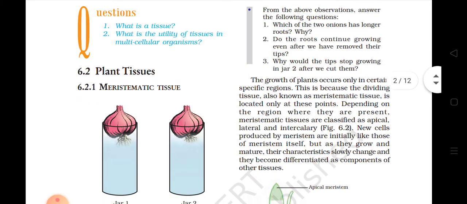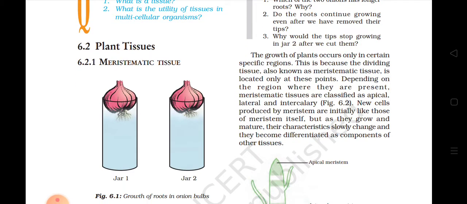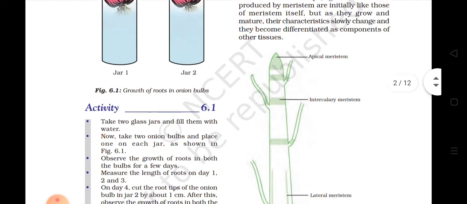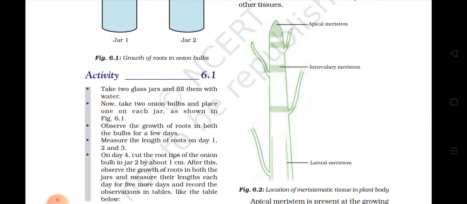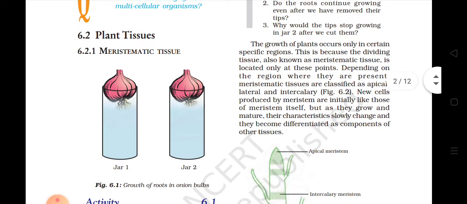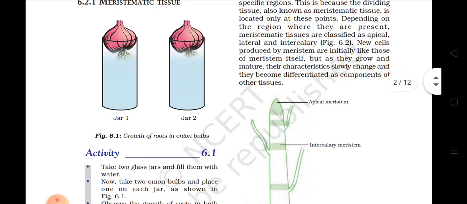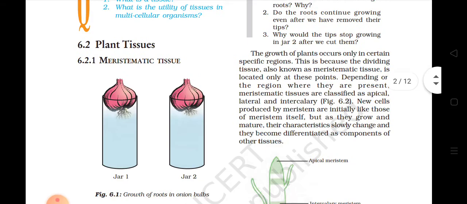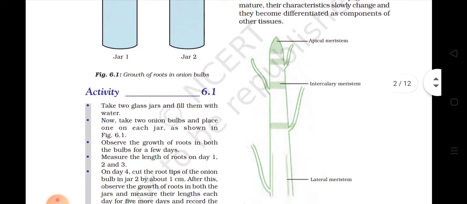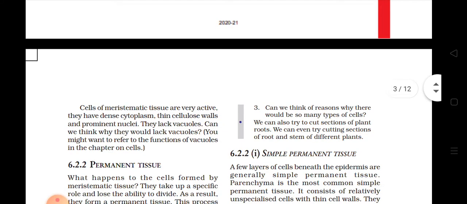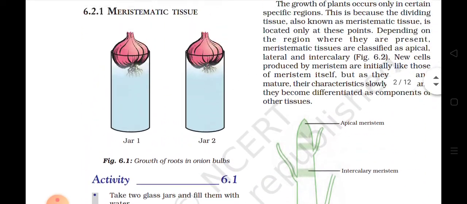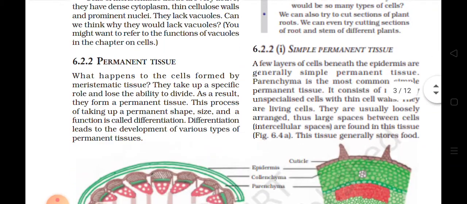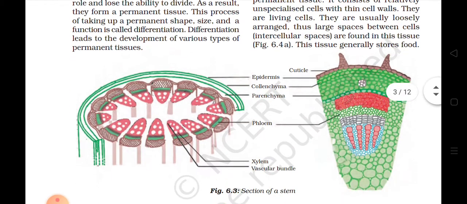Now today we are going to start with our new topic which is called as plant tissue. Now as you can see in the diagram here, a plant tissue is mainly divided into three types. The first one is meristematic tissue, which is again divided into three types: apical meristematic, intercalary meristematic, and the lateral meristematic tissue. Okay. Now a plant tissue can be of two types. One is the meristematic tissue, another one is the permanent tissue. Meristematic tissue and permanent tissue.